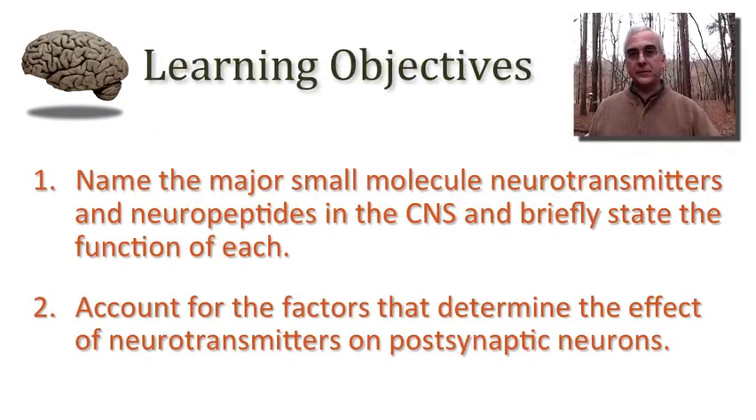So our learning objectives today are that I want you to be able to name the major small molecule neurotransmitters and neuropeptides in the central nervous system and briefly state the functions of each. And I want you to think with me about the factors that determine the effect of neurotransmitters on postsynaptic neurons.